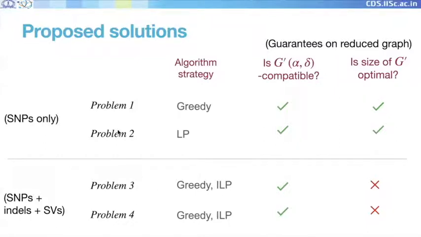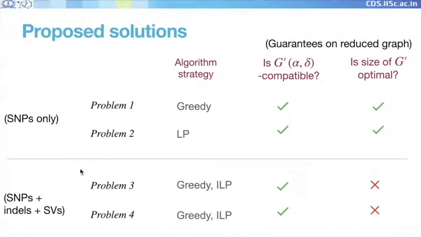For the first 2 problems, we show that they are optimally solvable in polynomial time. For the first problem, which seeks minimum graph size with as few positions containing variants, we adopted a greedy strategy, and we show that the greedy strategy not only returns an alpha compatible reduced graph, but also the size of the reduced graph is optimal. Similarly, in problem 2, we adopted a linear programming based solution.